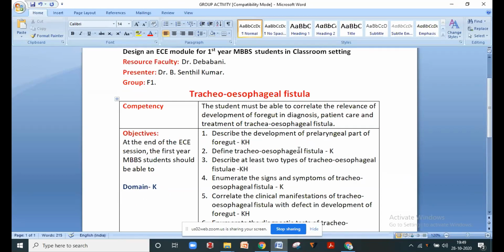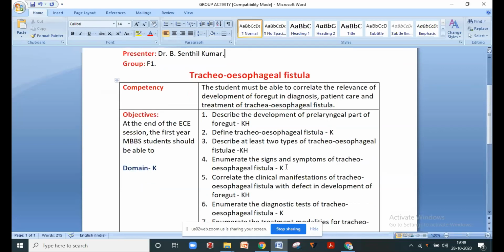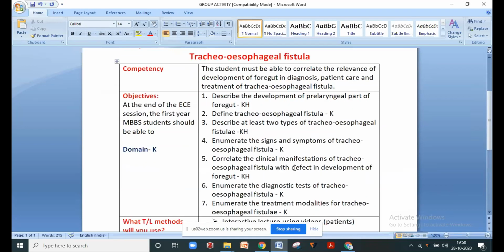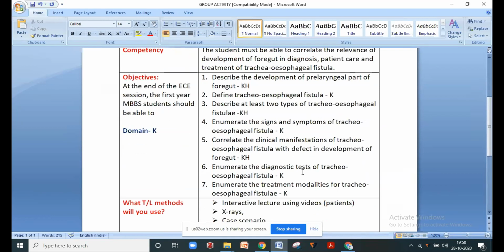Objectives: at the end of the ECE session, the first year student should be able to describe the development of the pre-laryngeal part of foregut, define tracheoesophageal fistula, describe at least 2 types of tracheoesophageal fistula, enumerate the signs and symptoms of tracheoesophageal fistula, correlate the clinical manifestations of tracheoesophageal fistula with defect in development of foregut, enumerate the diagnostic tests of tracheoesophageal fistula, enumerate the treatment modalities of tracheoesophageal fistula.